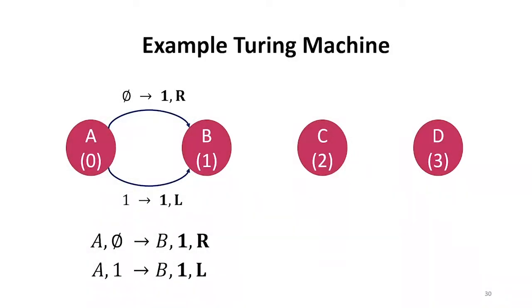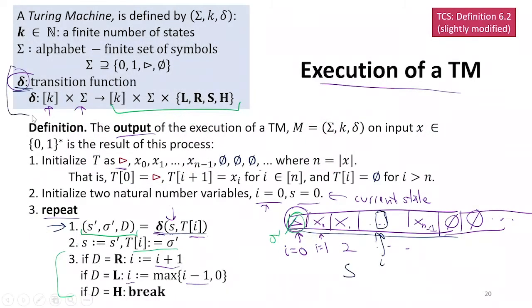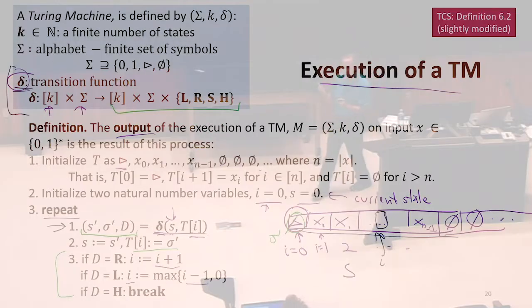Here's a Turing machine. We can draw it. Sometimes I think drawing is more confusing than just listing the transitions. So this is the way that we're drawing it, where this is our delta function. If you remember the definition, the delta function takes a state and a symbol and outputs a triple.